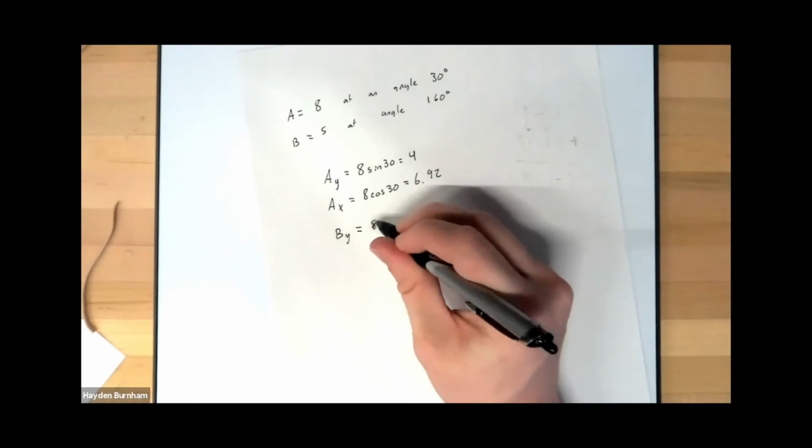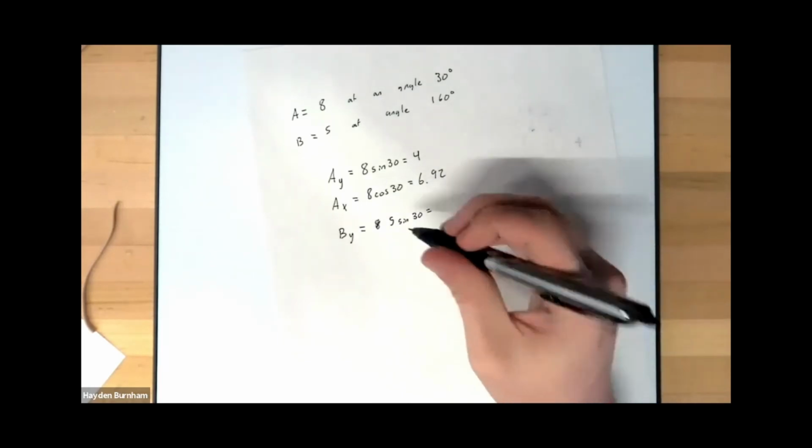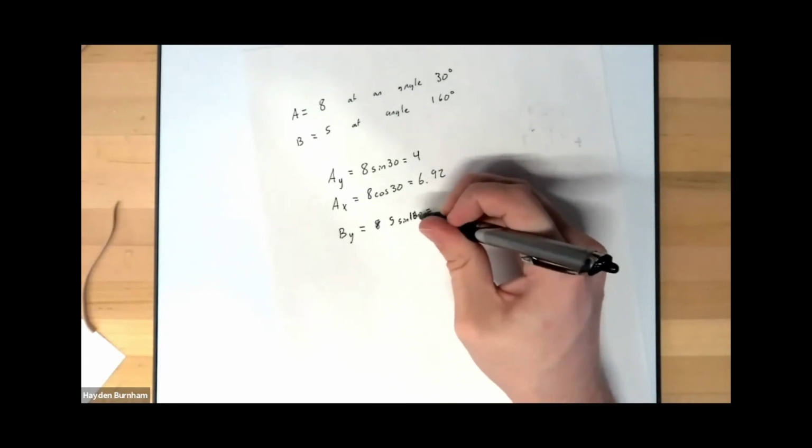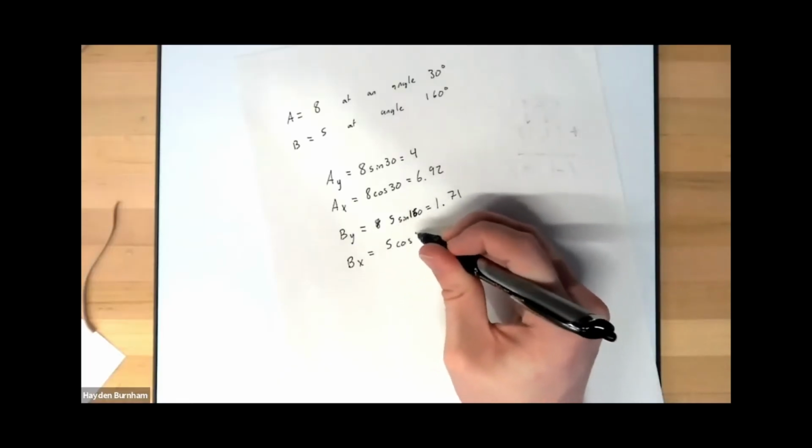And then we got B's y component. It's going to be 5 times the sine of 160, which I got 1.71. And then the x component, 5 times the cosine of 160, and I got 4.75.